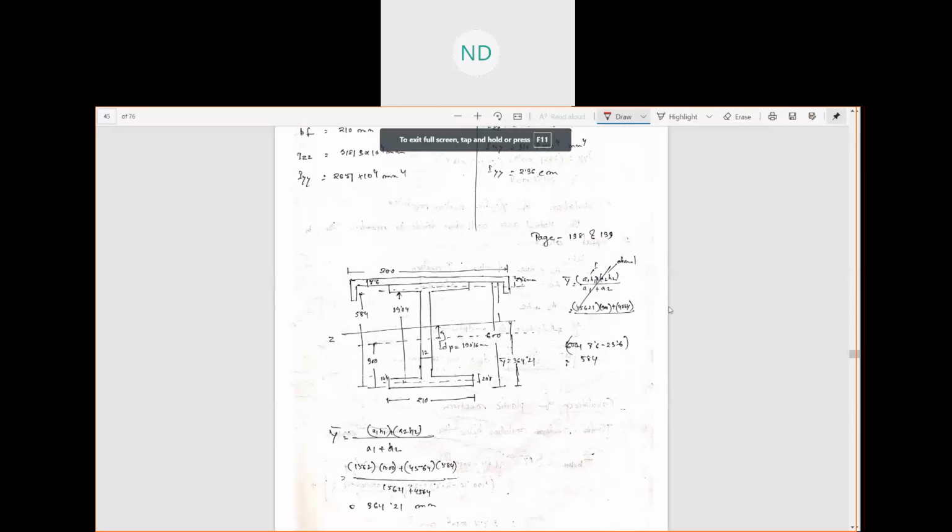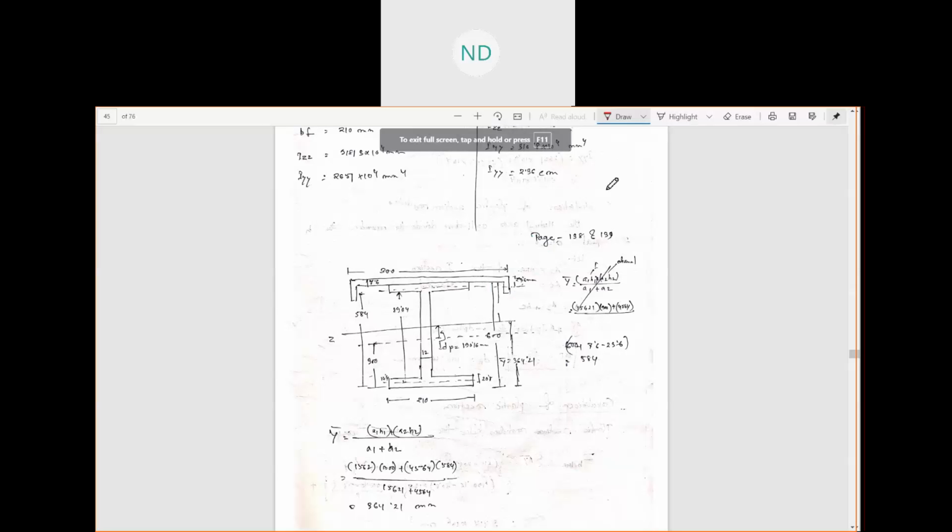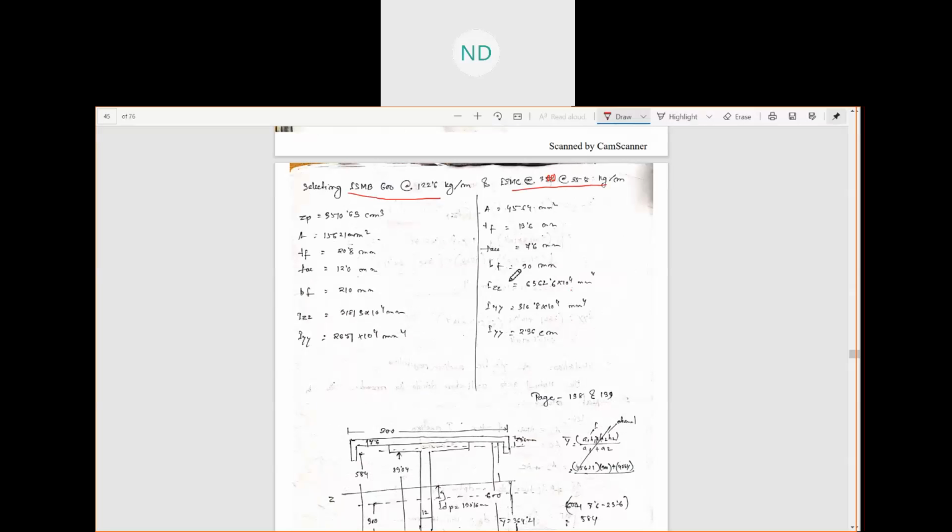Did we do this section? Did we select this section for the gantry girder, the ISMB 600 and ISMC 300? Okay, then I think we'll start from here, because I think you people also are not remembering.